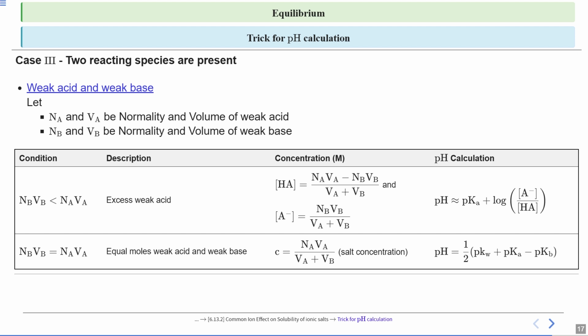If both are present in equal amount, then we have a salt of weak acid and weak base. And to calculate the pH, you have to use the formula half (pKw plus pKa minus pKb).